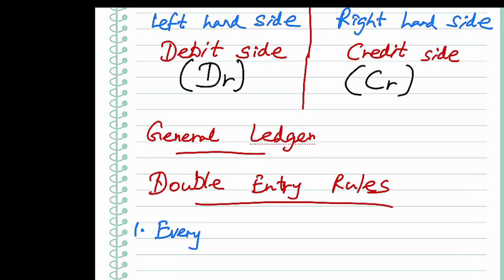Number 2, every transaction must be recorded on the debit side of at least one ledger account, and on the credit side of at least one other account. Full stop.